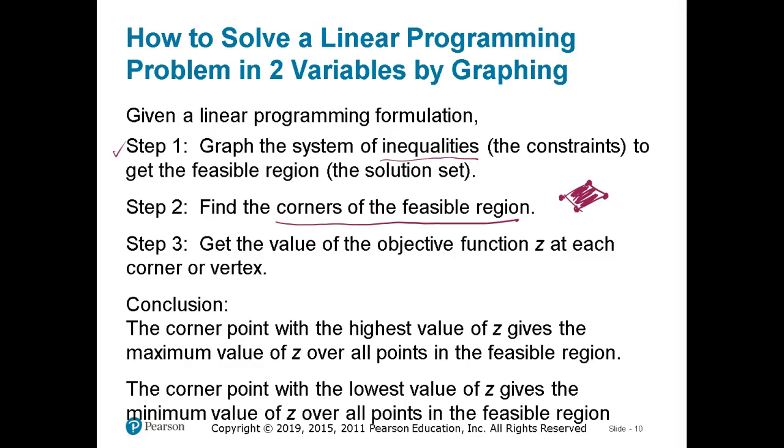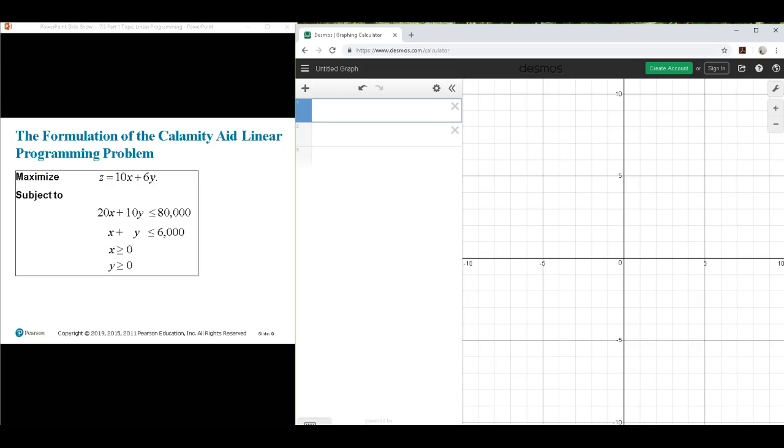So we get the value of z at each corner and come to the conclusion that the corner point with the highest value of z will give the maximum value of z over all points in the entire feasible region. The corner point with the lowest value of z gives the minimum value of z over all points in the feasible region.